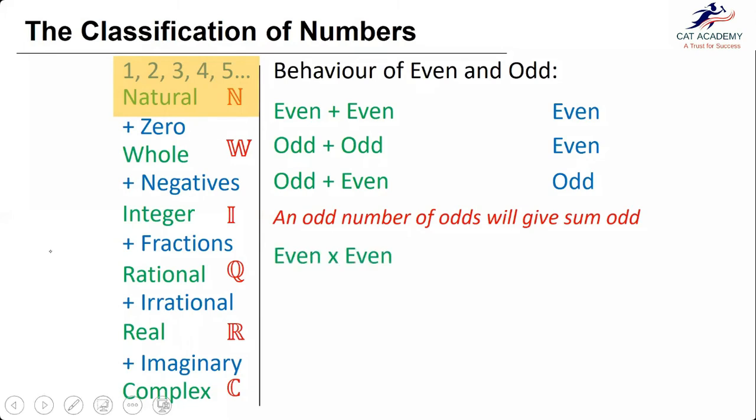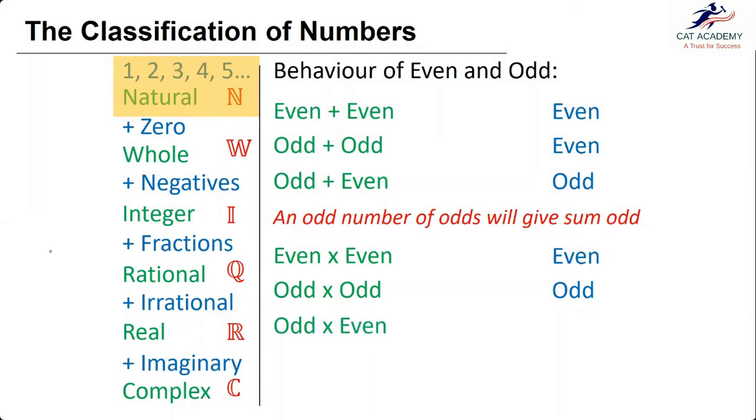Okay. Then even into even is what? Even into even is even. Odd into odd. Odd into odd. Odd. Odd into even.